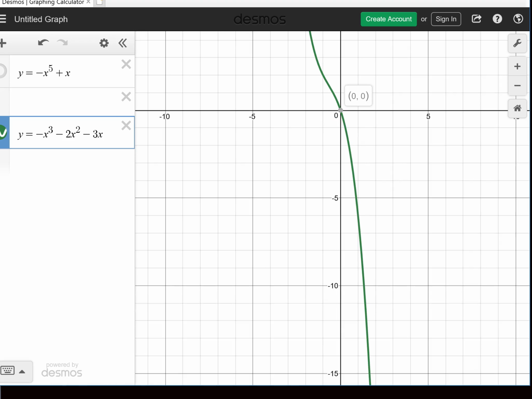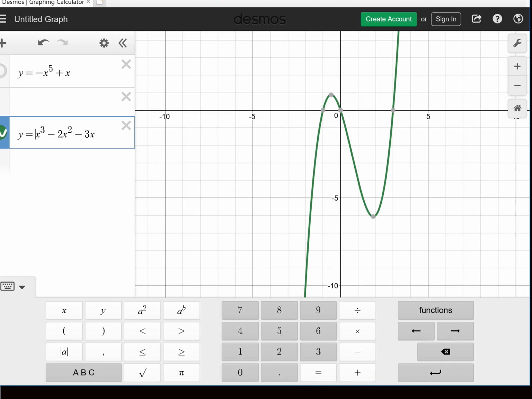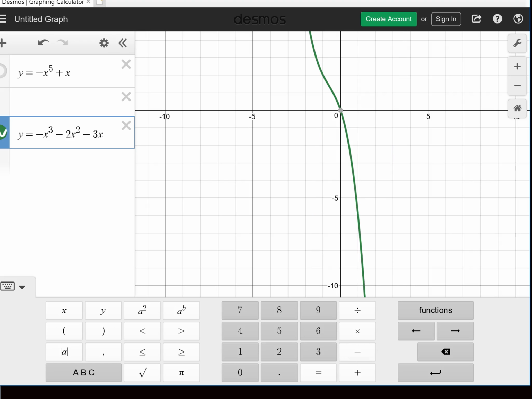Right now, if you remember, before I had this graph that was increasing, my end behavior was increasing. Now if I put a negative in front, what is my end behavior doing? It's going down like that.